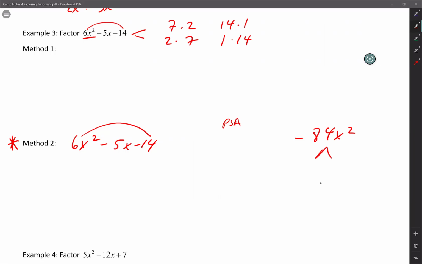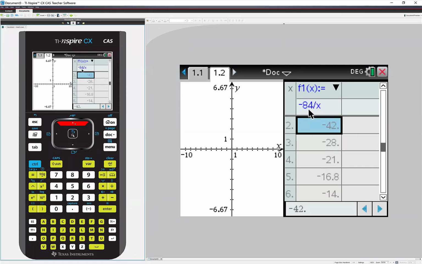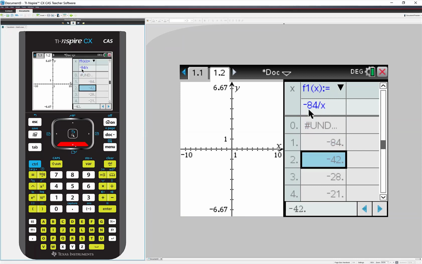So let me share that real quick with you guys. Boom, share. So here I already have it written out. As you can see on F1, I typed in negative 84 divided by x. So what that enables me to do is x times y gives me my product. So 1 times negative 84 is negative 84, see? But the difference between those two is 83, so it can't be that one.